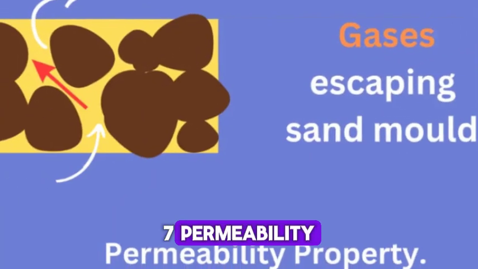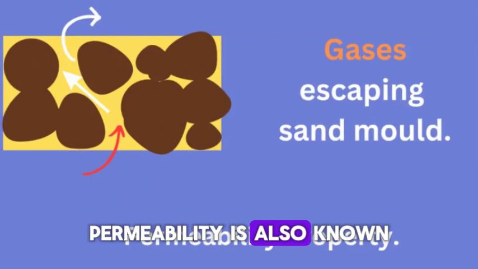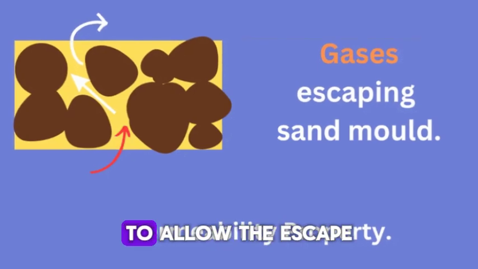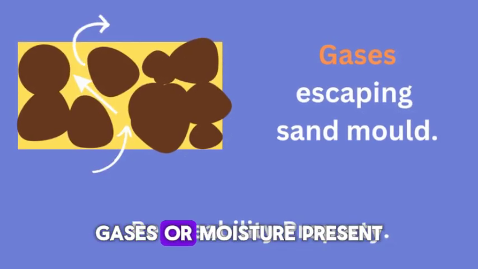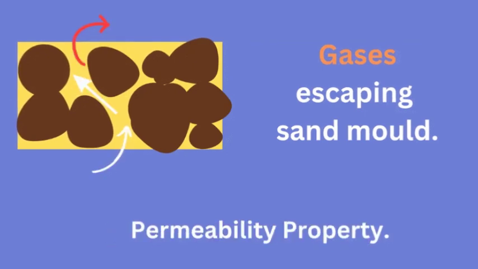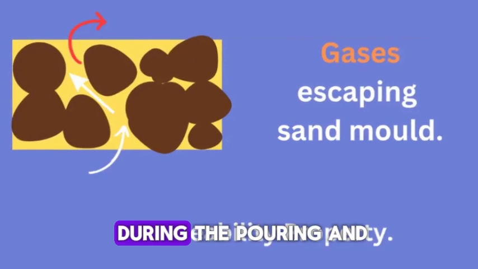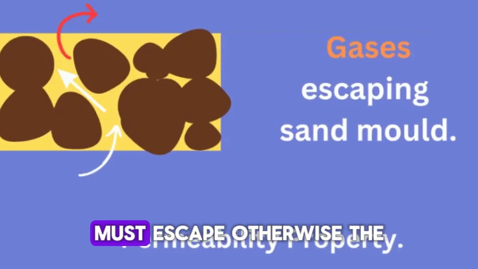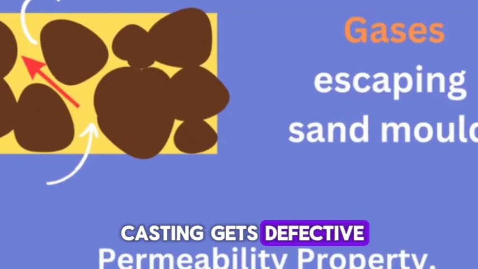7. Permeability. Permeability is also known as the porosity of the molding sand to allow the escape of any air, gases, or moisture present or generated in the mold when the molten metal is poured into it. All these gases produced during the pouring and solidification process must escape, otherwise the casting gets defective.